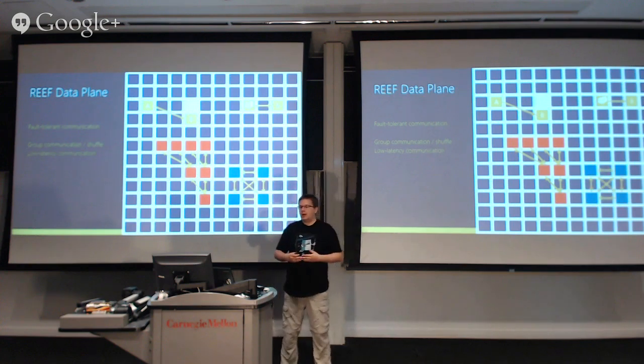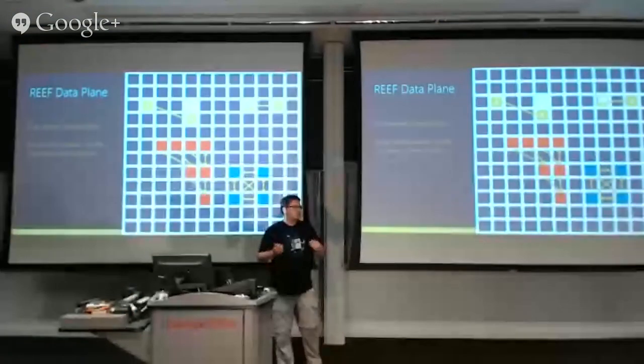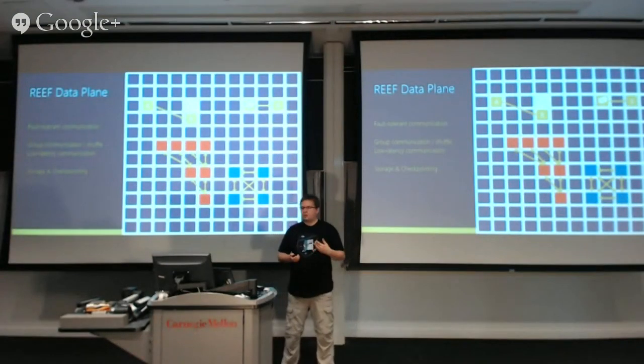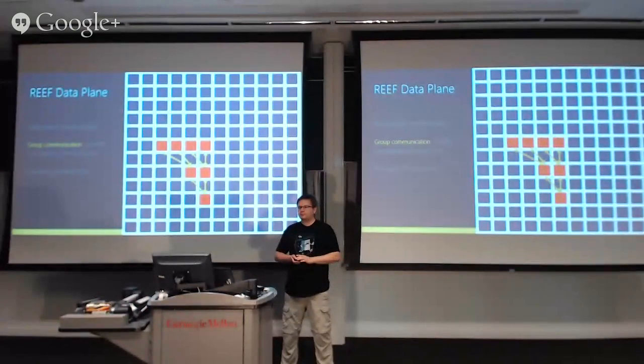And lastly, we have some low latency communication libraries that just are not fault tolerant, but instead are low latency between two nodes for those cases where you have a graph computation where you send small messages along. We also have storage and checkpointing. We will not touch much of that during this tutorial.